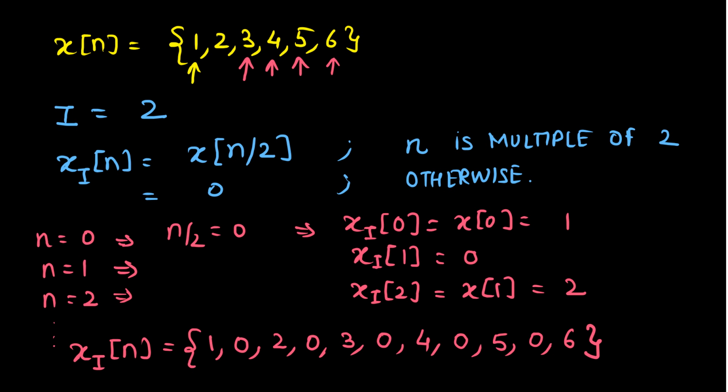So if we observe this x of n and this interpolated signal, that is xi of n, we have inserted 1 zero after every sample. So we have inserted 1 zero after every sample of this x of n. So if we try to generalize it, we had considered I as equal to 2. So therefore if I consider interpolation by a factor of I, then I need to insert I minus 1 number of zeros between these consecutive samples of this x of n.